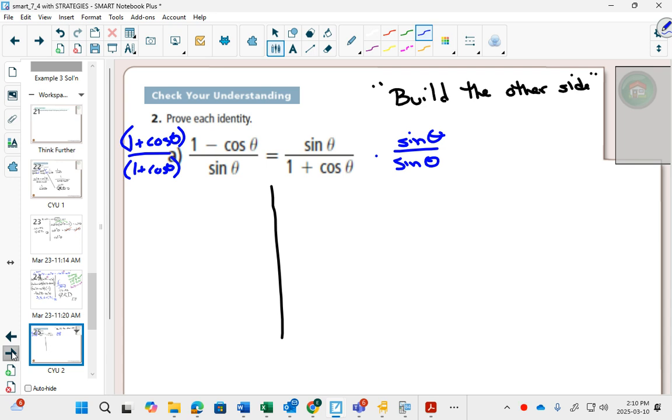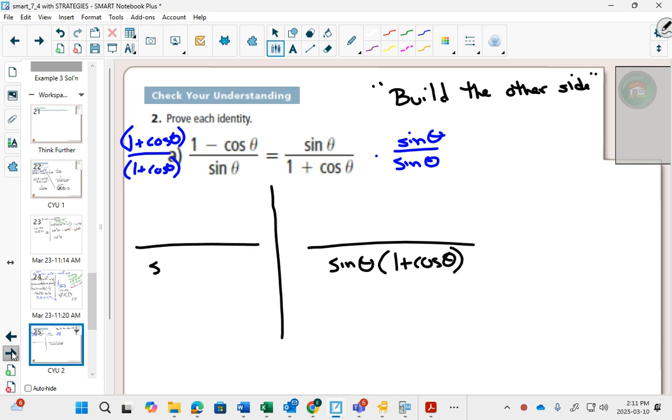Okay. Why is this helpful? Well, we'll see. At least by doing this, my denominators are going to be the same, and I'm going to leave them factored. I'm not even going to multiply them out and risk making a mistake. I can just leave it factored. My denominators are the same.